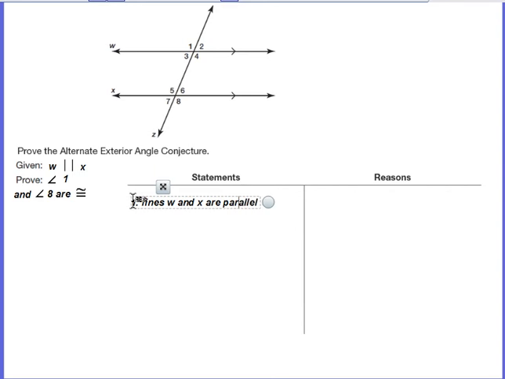I think it's spelled like that. All right, and then how do I know that? It is given. And let's move on. It's basically the same thing.